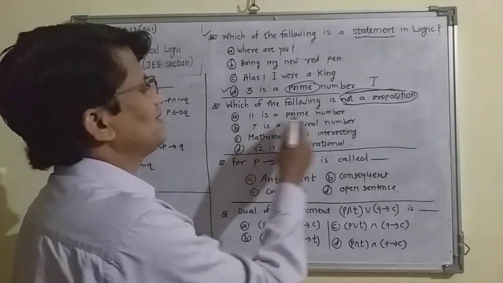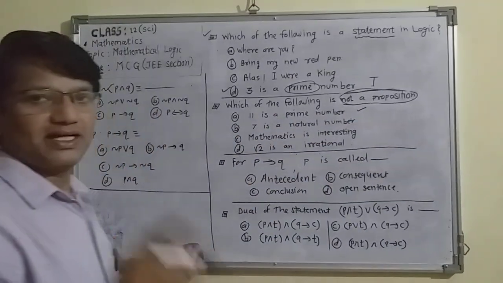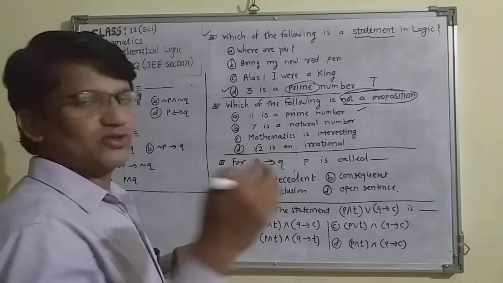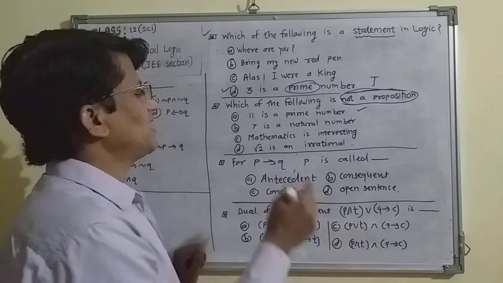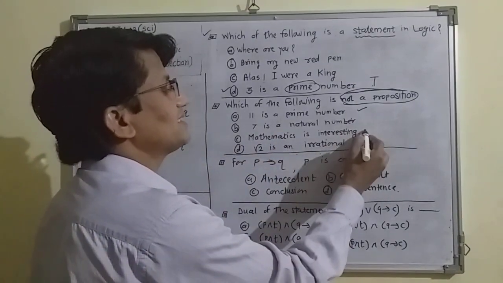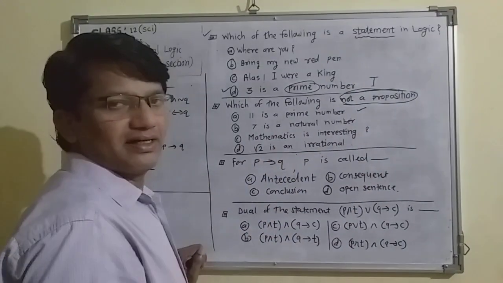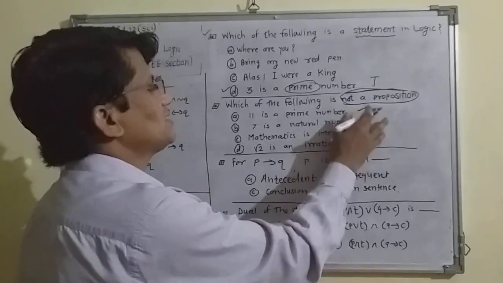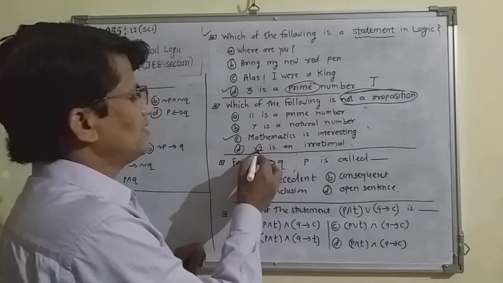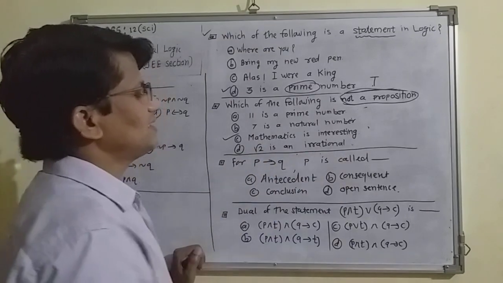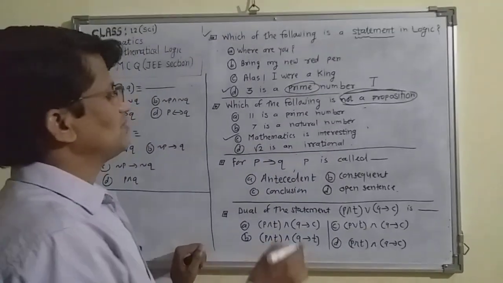And here observe the options. First option, 11 is a prime number. Yes, it is a statement. We can say truth value is T. 7 is a natural number. It is a statement. Mathematics is interesting. Yes, this is our answer because the option is C. And last here, root 2 is a rational number.